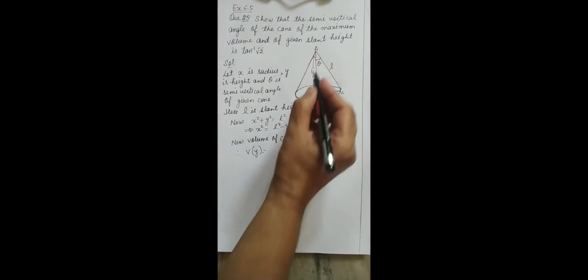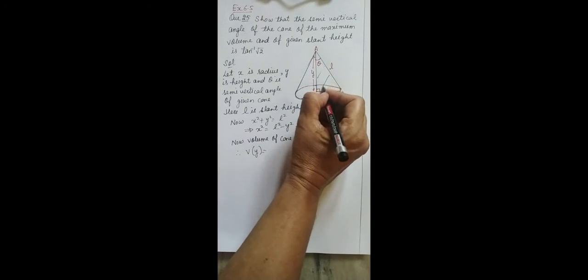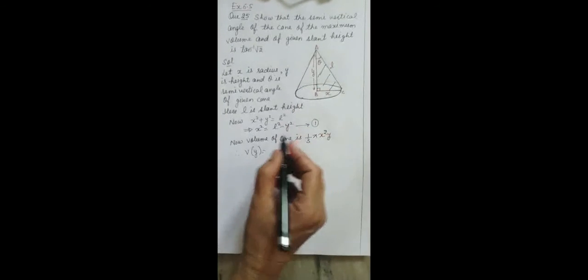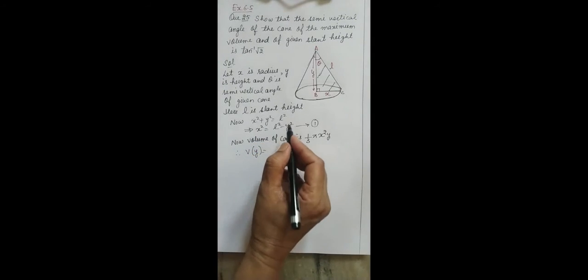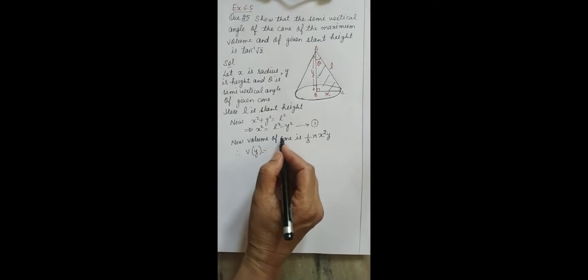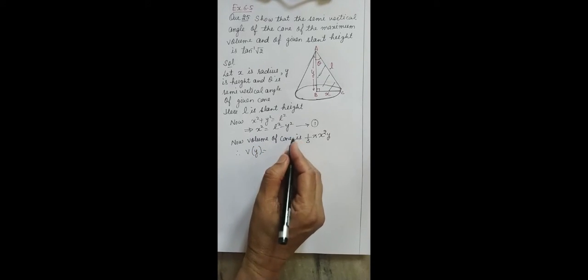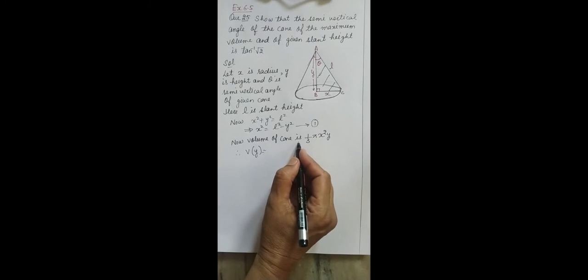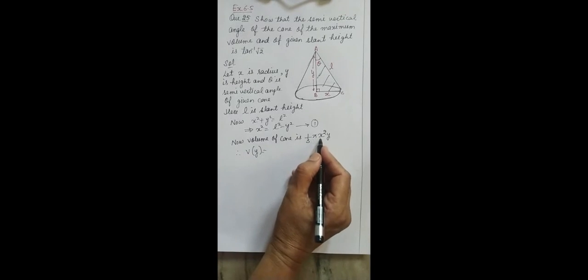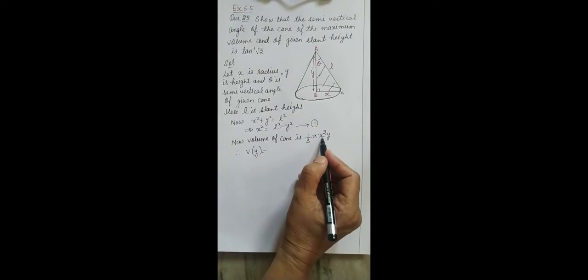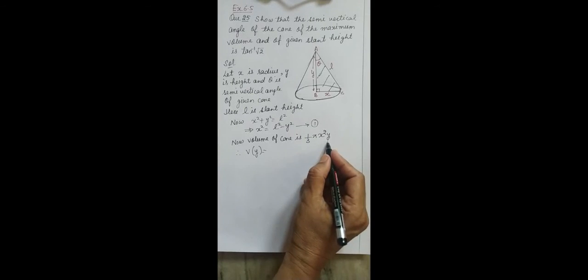Now students, let me consider this right angle triangle ABC. Applying Pythagoras theorem, x square plus y square is equal to L square, which gives me the result that x square is equal to L square minus y square. Now what is the formula for the volume of a cone? It is 1 upon 3 pi r square h, and here the radius is x and the height is y.